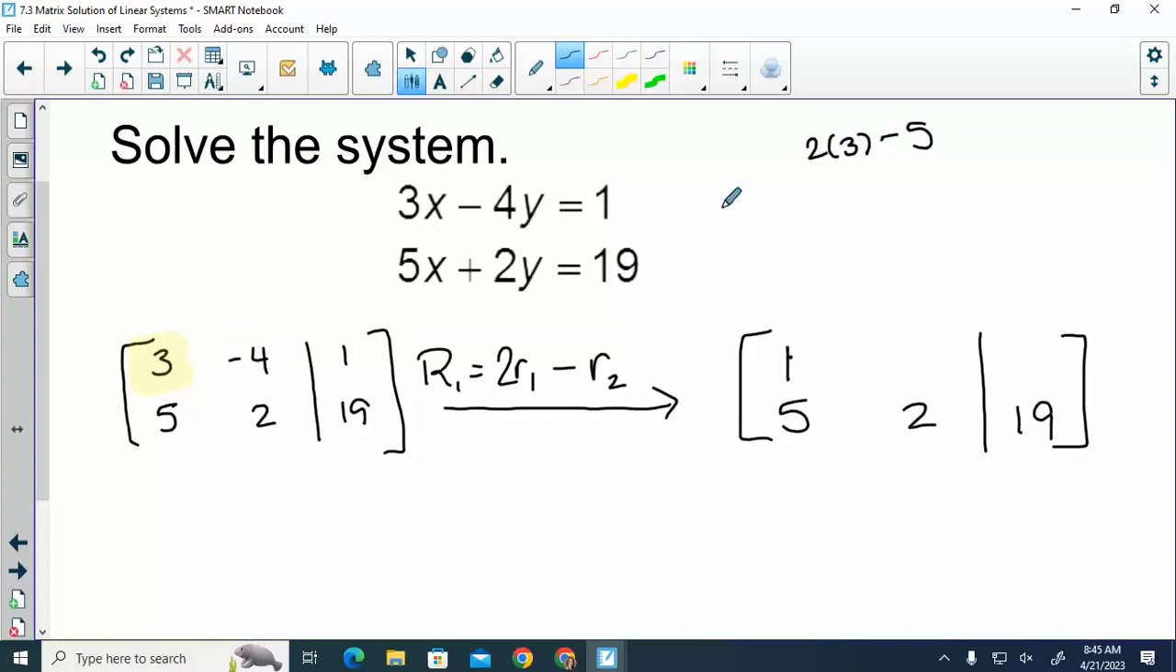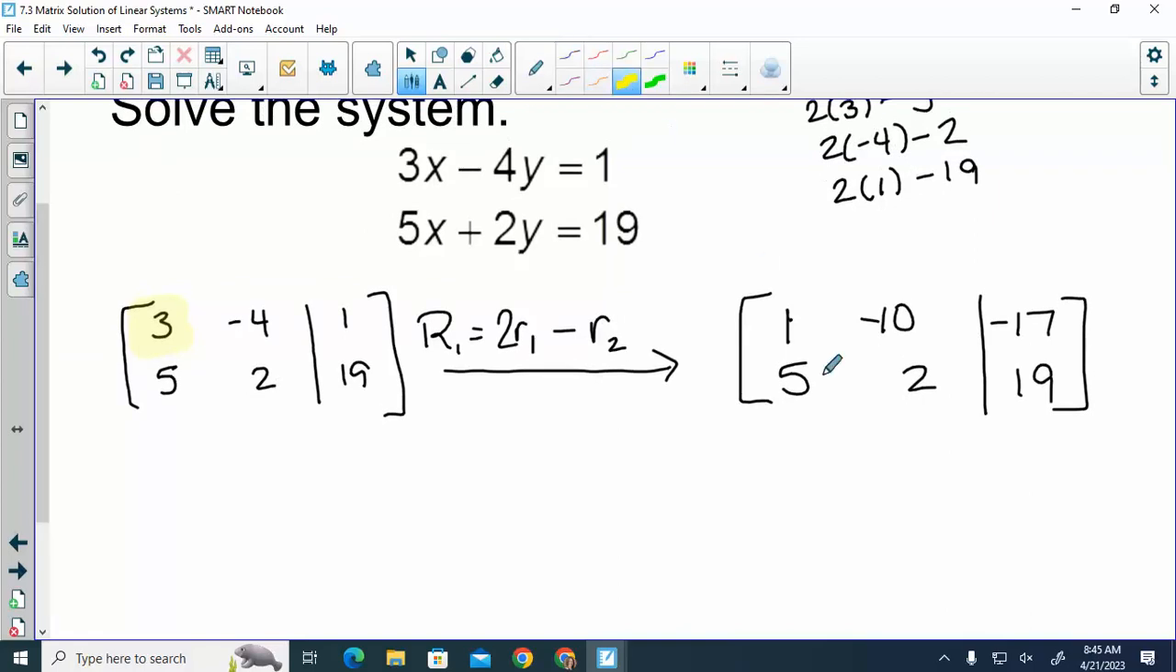Move along. So the next one. 2 times -4 minus my row 2 number, and we get the last one. 2 times my row 1 minus my row 2. -17. We have our 1. What's the next thing we need?